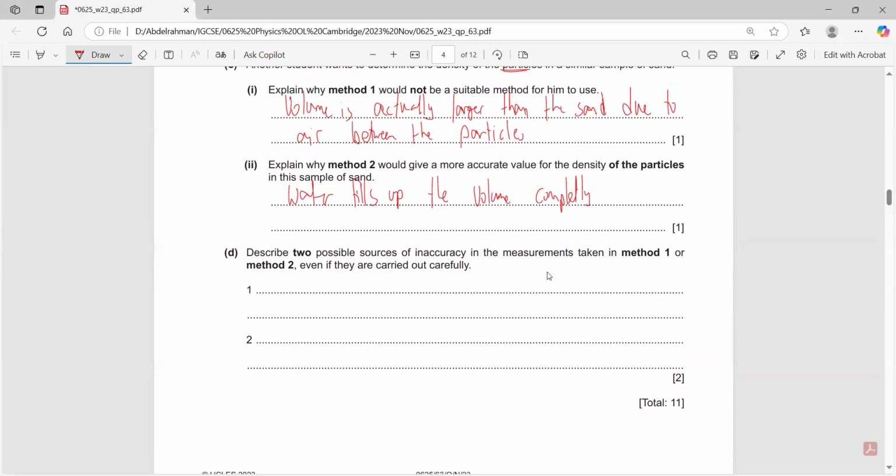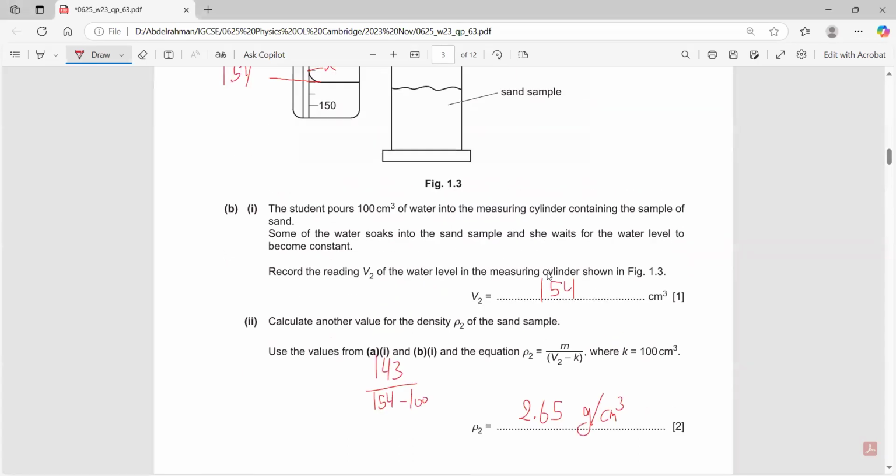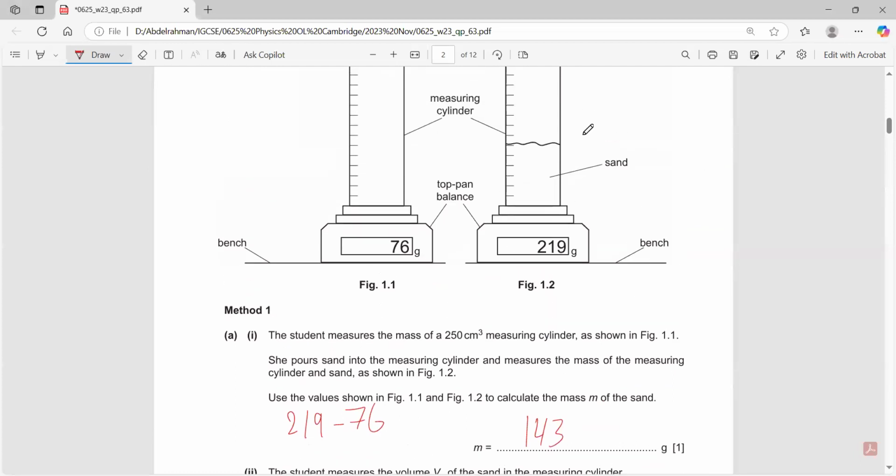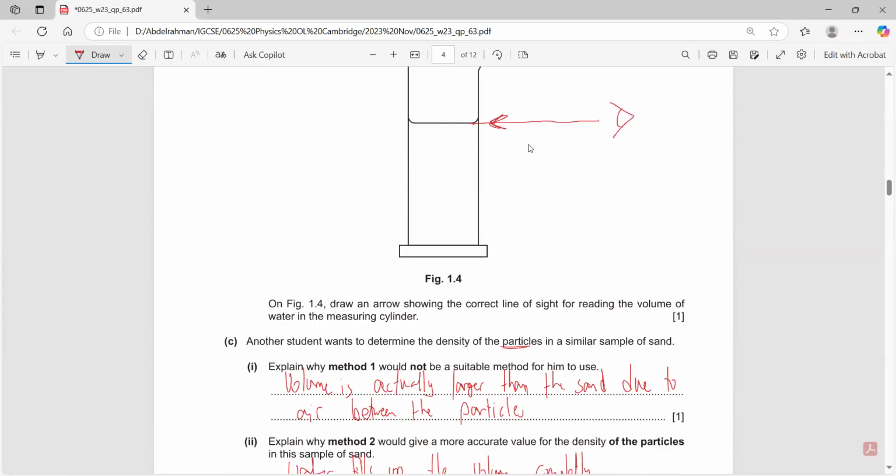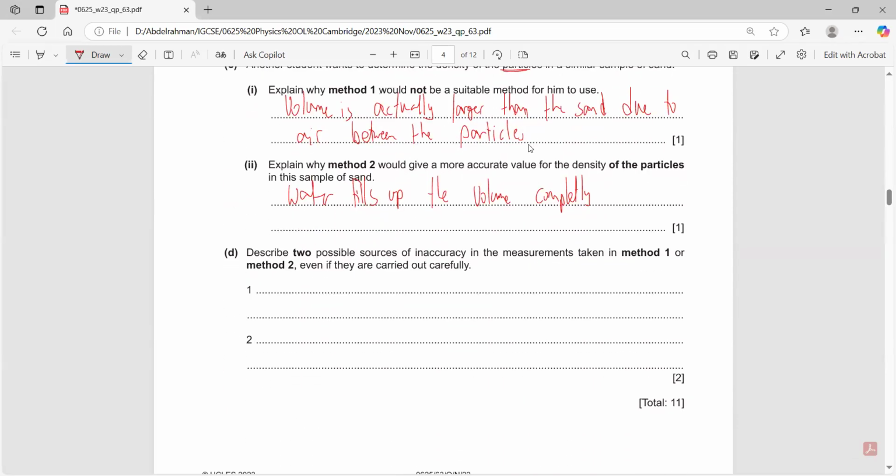Okay, describe two possible sources of inaccuracies in method 1 or method 2. For example, in method 1, if you take a look at the volume of the sand, is the surface horizontal? It's not horizontal, right? It's not flat. So this is one possible source of inaccuracy: the surface in method 1 isn't flat. Okay. What other source of inaccuracy?